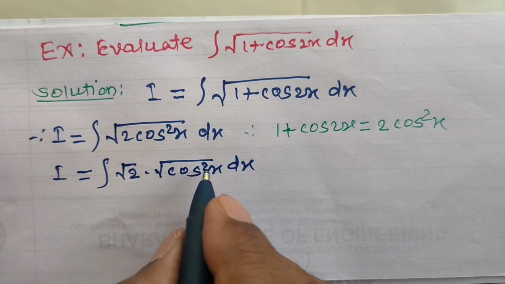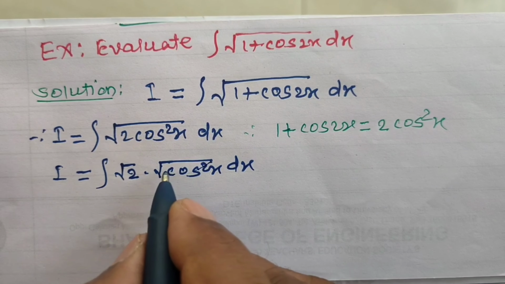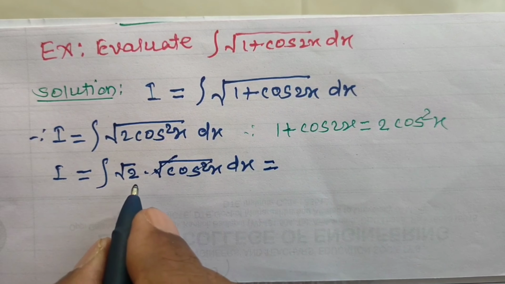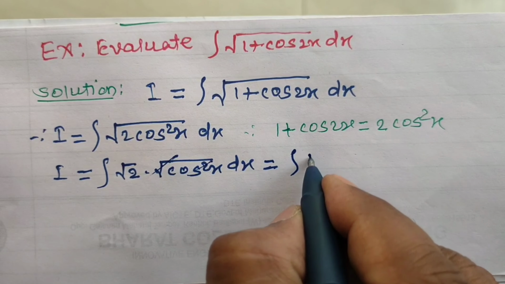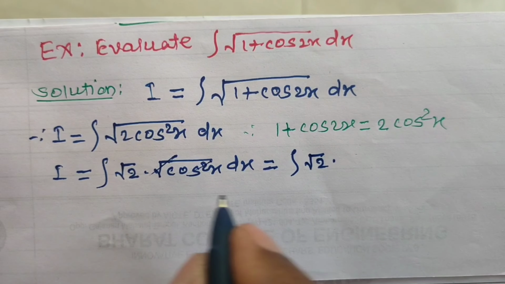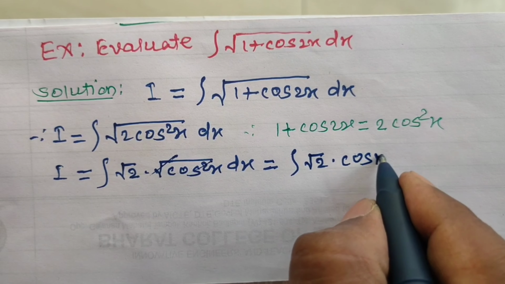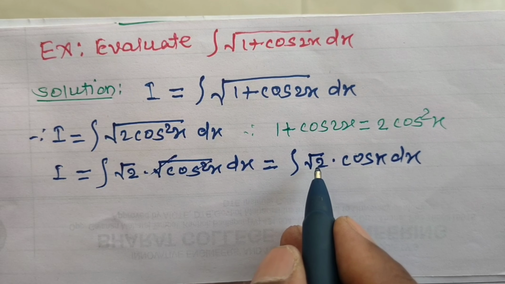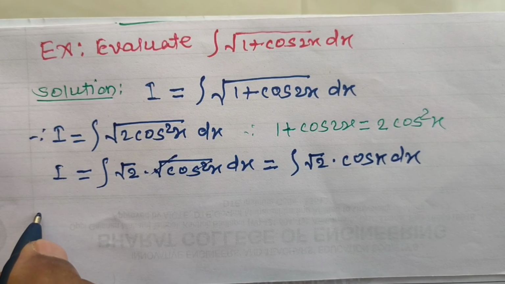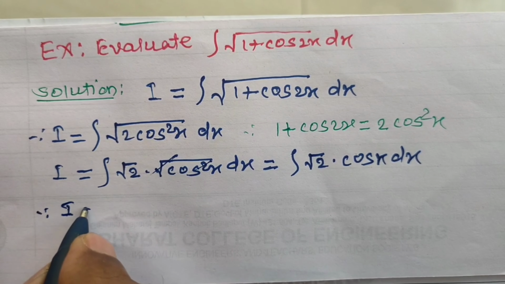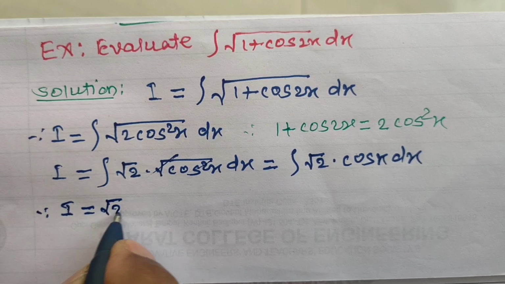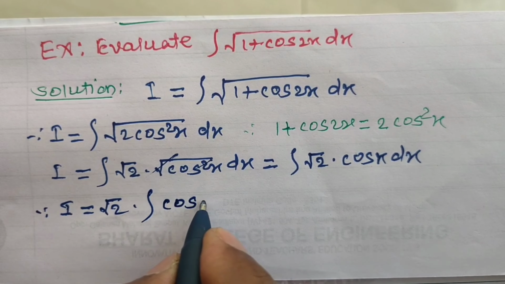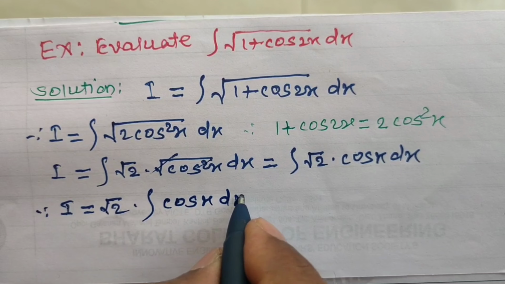And square root of cos square x, here this square cancels with this square root, hence the integral becomes I is equal to square root of 2 into cos x integral with respect to x. But square root of 2 is a constant coefficient, you can take this outside the integral sign, hence I is equal to square root of 2 integral of cos x with respect to x.